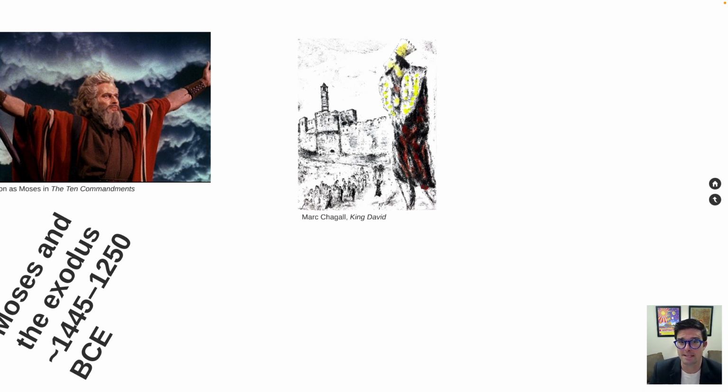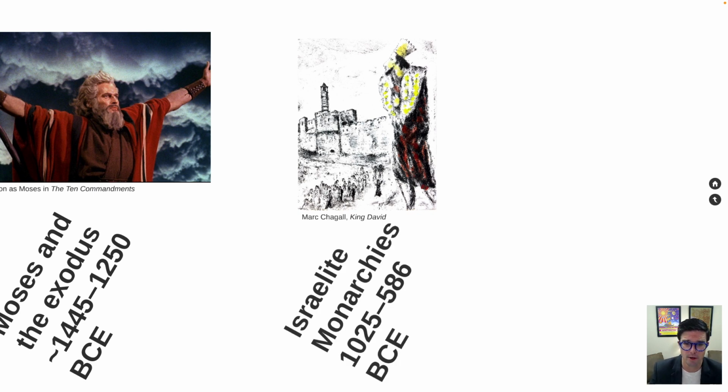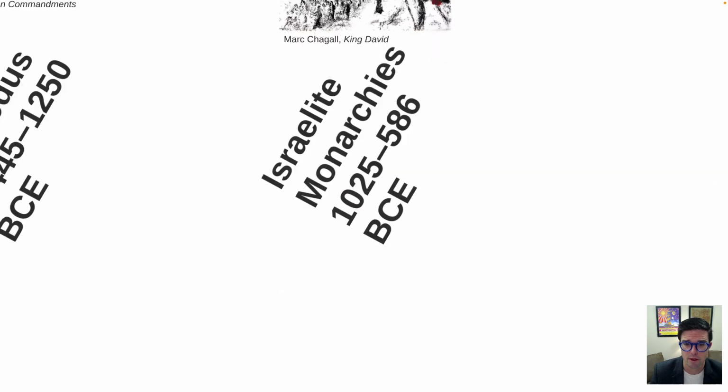The most famous of these kings is King David, though he is not the first nor the last king of Israel, but is a good representative figure of the kings of Israel, here depicted in Marc Chagall's King David. And the Israelite monarchies last from 1025 BCE to 586 BCE. So we start to get an Israelite monarchy in 1025 with the first king of Israel, Saul.